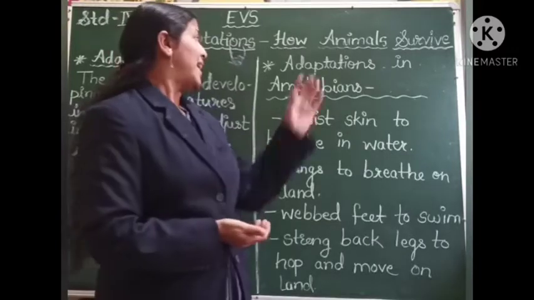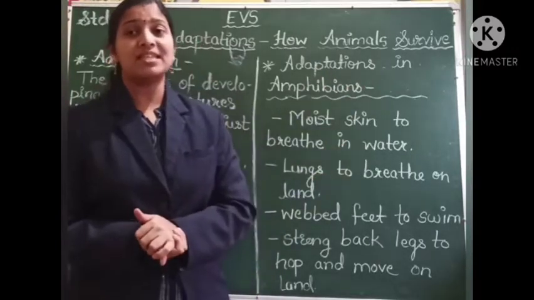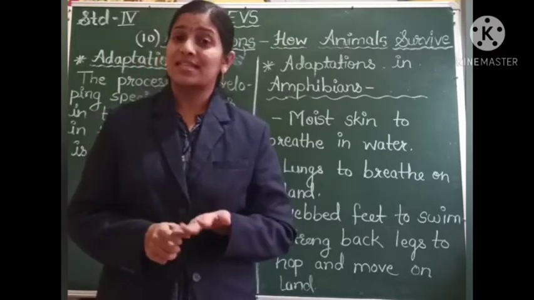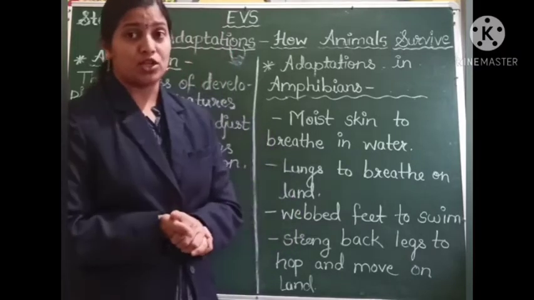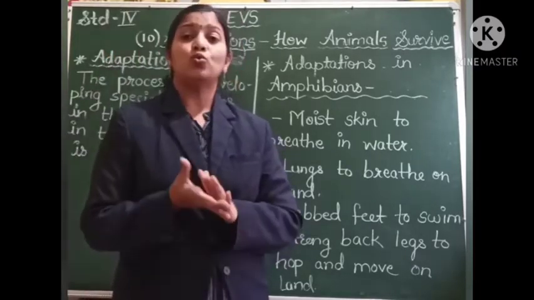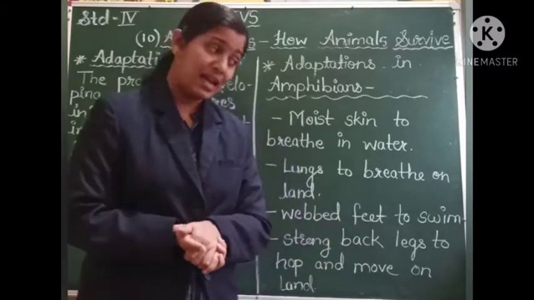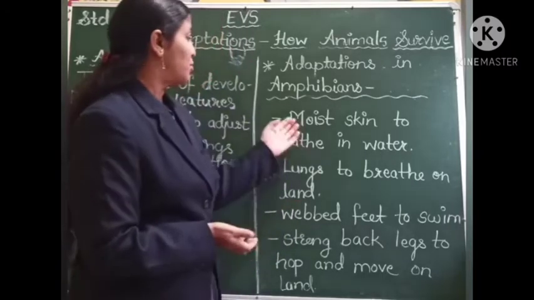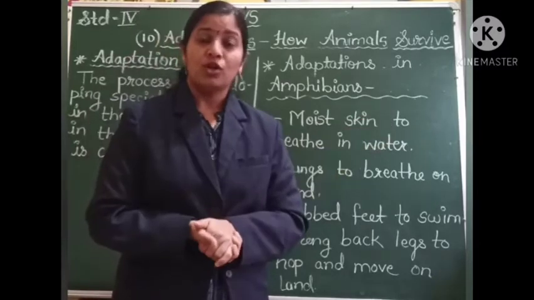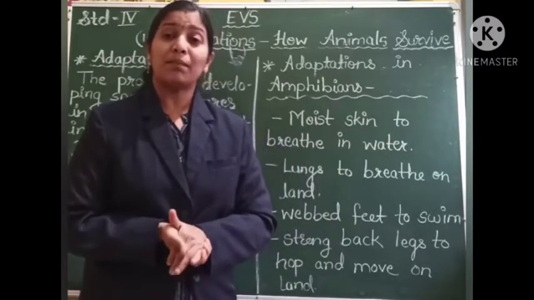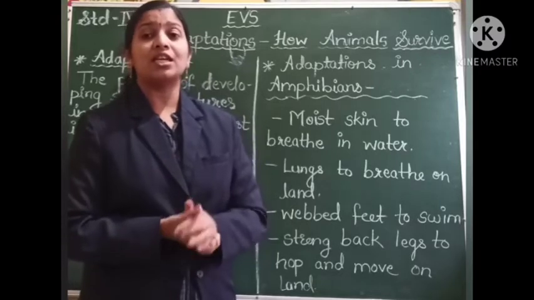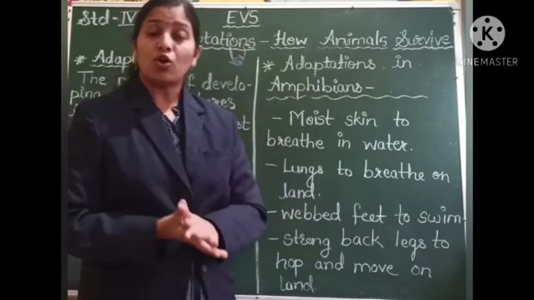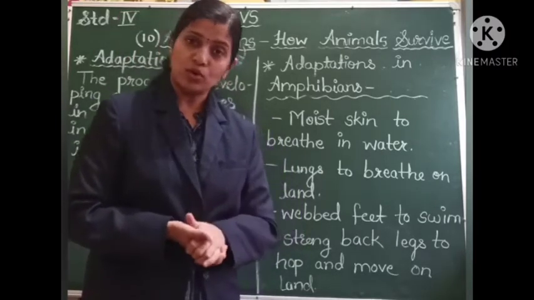Now let us see the adaptations in amphibians. Amphibians are the animals that live in water as well as on land, like frogs and salamanders. So how is their body adapted to living in water as well as on land? The special feature these amphibians have is moist skin to breathe in water. When these animals are in water, they breathe with the help of their skin. Their skin is very moist, and so it helps them to breathe in water. When they are on the land, their lungs help them to breathe.